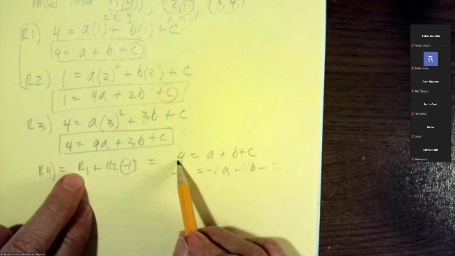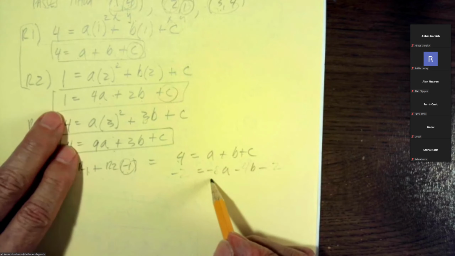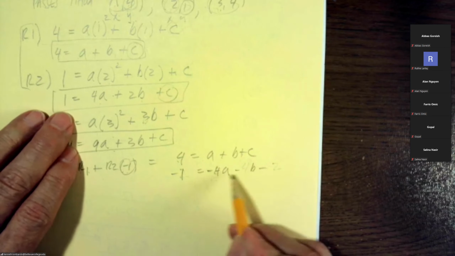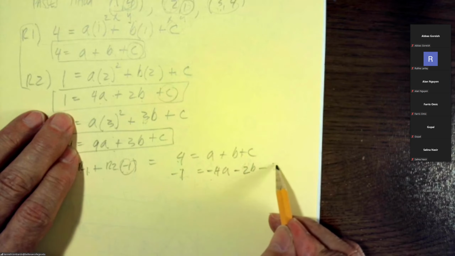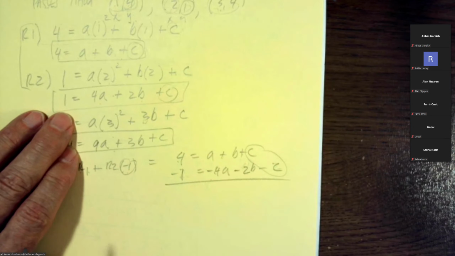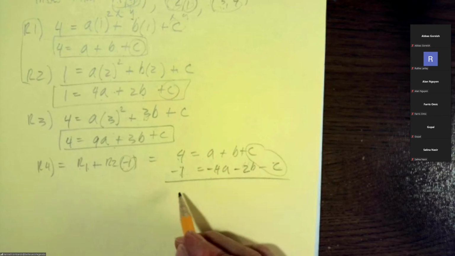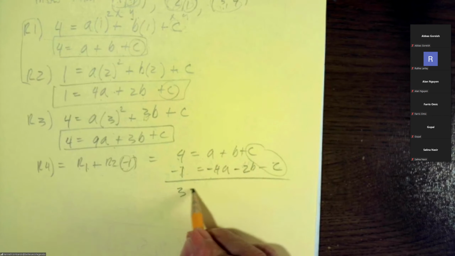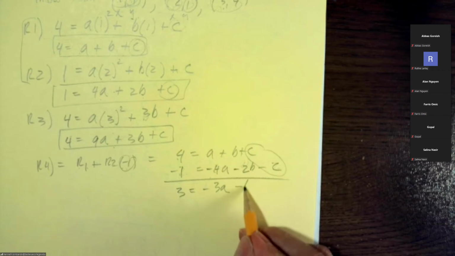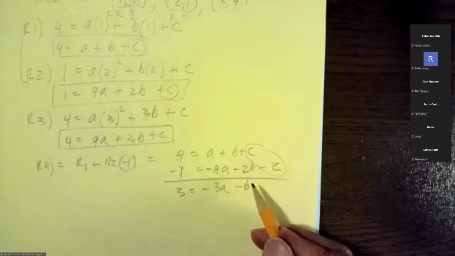So row 1 is 4, A, B, C, and we're just going to negate row 2. So we're going to get a -1, -1, -4, -2, and negative C. Let's see what we get when we combine those. The object is we want to eliminate C, wasn't it? So when we did that, it looks like we got 3 equals -3A -B. Okay, did we do everything correctly there?